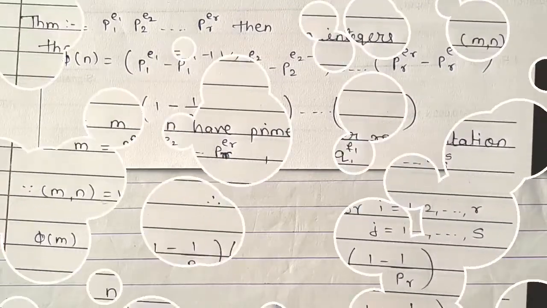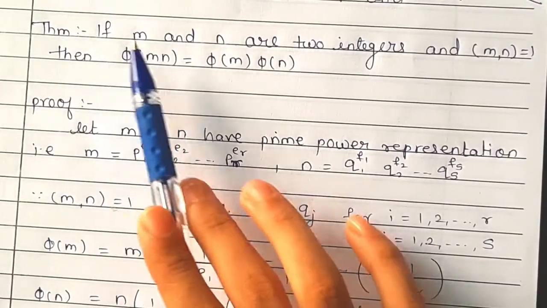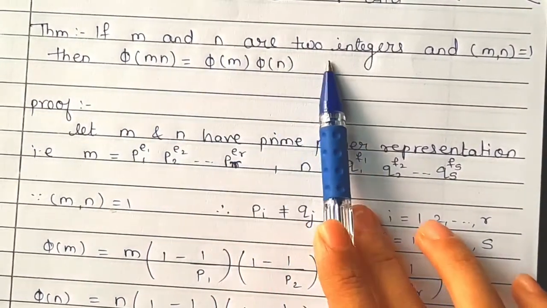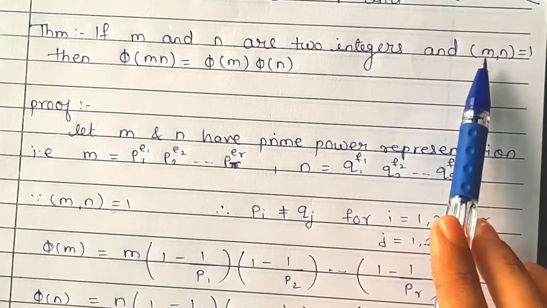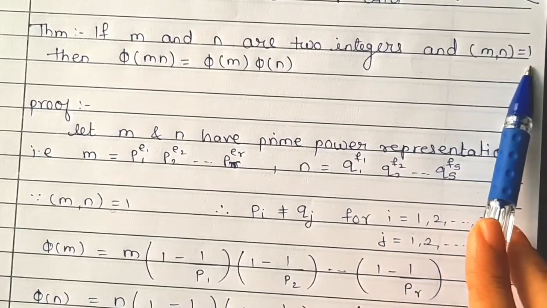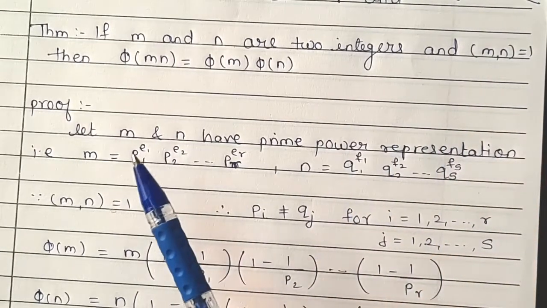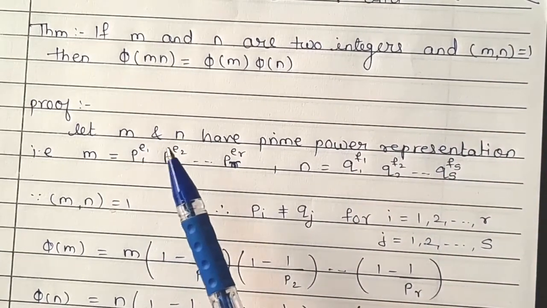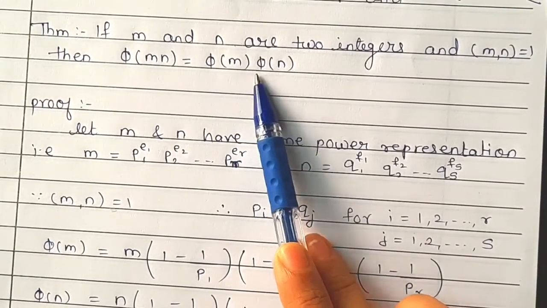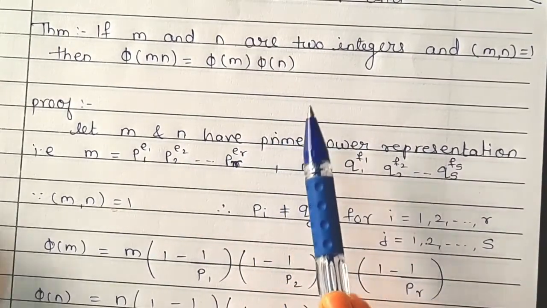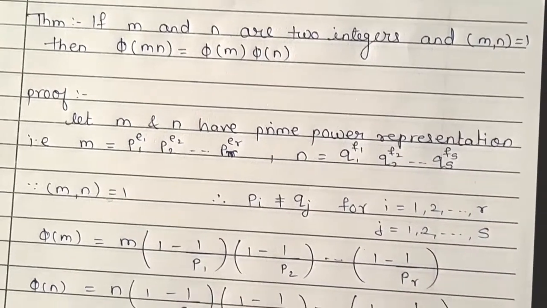So let's see the theorem. Our theorem states: if m and n are two integers and GCD of m and n is equal to 1, then phi of m into n is equal to phi of m into phi of n. Okay, so how do we prove this? Let's see one by one.